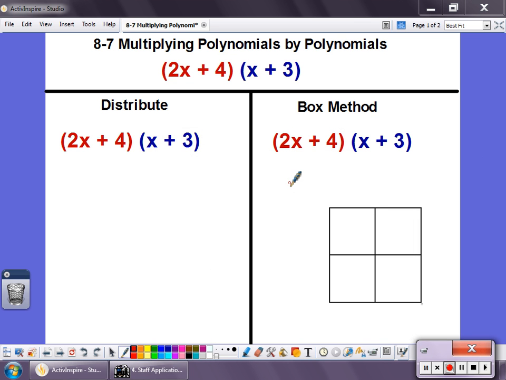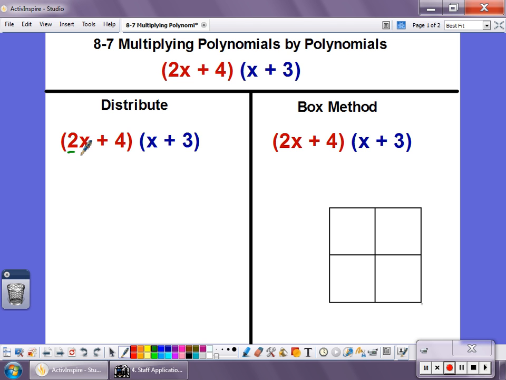There are two methods you can use for multiplying polynomials by polynomials. One is the distributive property. The other is called the box method, and I'm going to show you both of them today. In using the distributive property, you're going to take both terms in your first polynomial and distribute them to both terms in your second polynomial. And you're going to do it one step at a time.